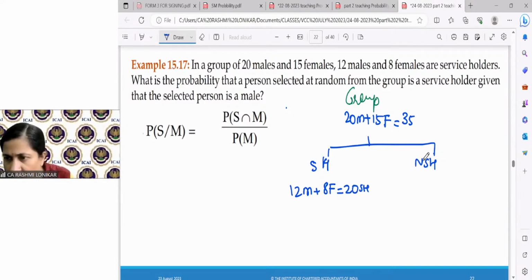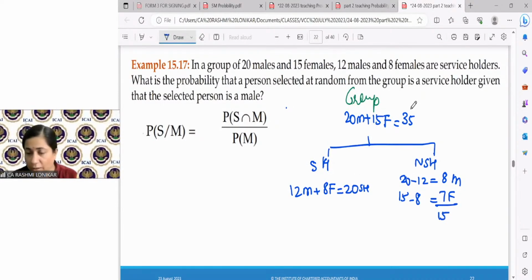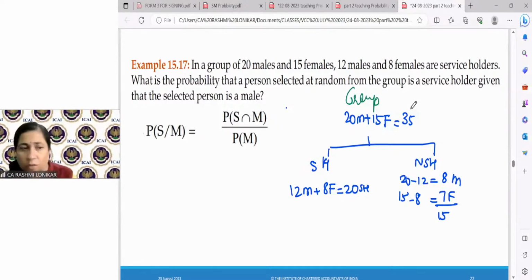What about here? Out of 20 males, you have 12 males who are service holders. So 20 minus 12, which is equal to 8 males are not service holders. Then you have total 15 females. Out of 15, 8 females are service holders. 15 minus 8, so you have 7 females who are not service holders. So 20 plus 15, again I get a number 35. So this I know.